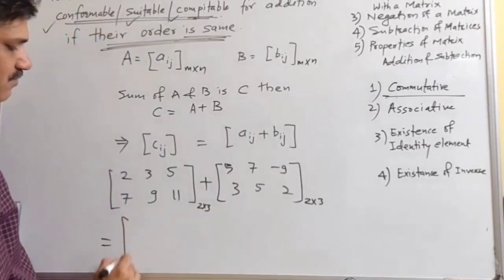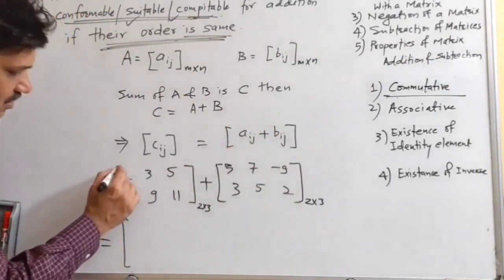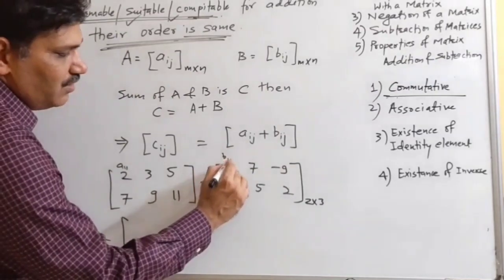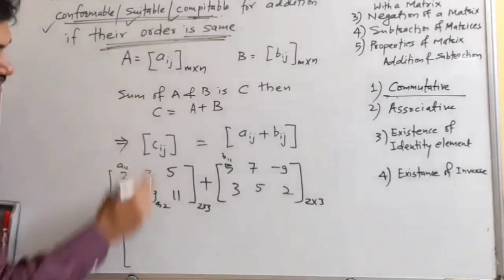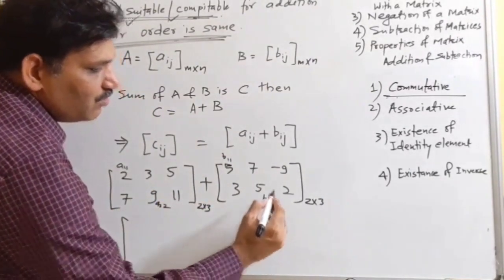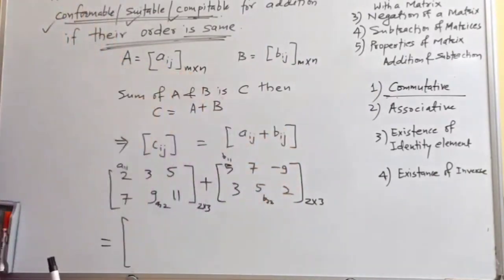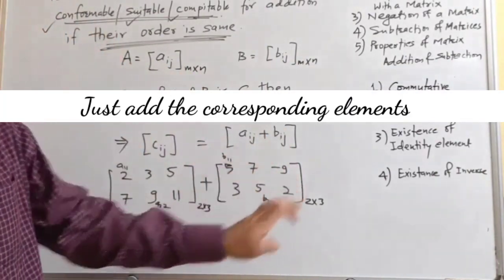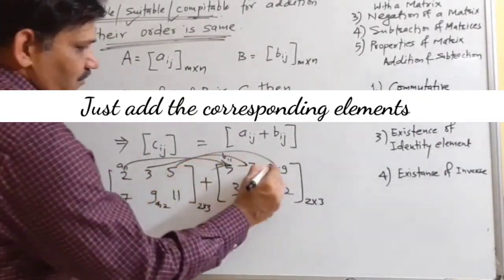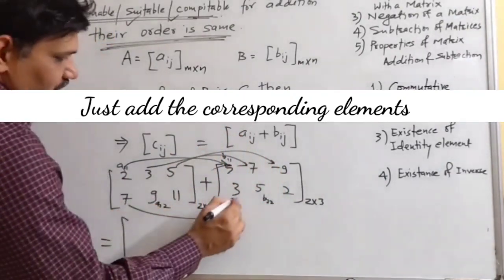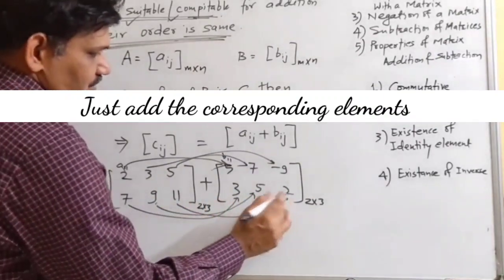How to find the sum? It is very simple. We add the corresponding elements. That means A11 will be added to B11, A22, second row, second column, will be added to B22. In the same way, A13 will be added to B13. That is, the corresponding elements are simply added. So 2 will be added to 5, 3 will be added to 7, 5 will be added to minus 9, 7 will be added to 3, 9 will be added to 5, 11 will be added to 2.